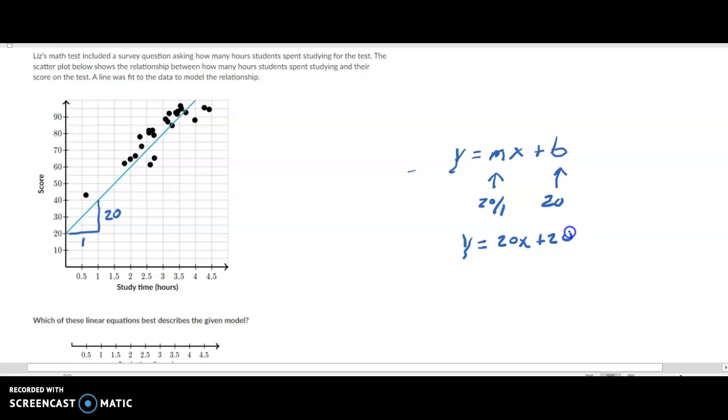plus 20. And we see if we put the number 1 in for x down here on our axis, if we put in 1 hour of studying, 20 times 1 is 20, plus 20 gives me 40. So it gives me the point. It matches up with 1 hour and a score of 40. So the formula, the equation works. I put in 1 and I get out 40. If I put in 2, I'm going to get out 60. 20 times 2 is 40 plus 20. So the equation is what we want.